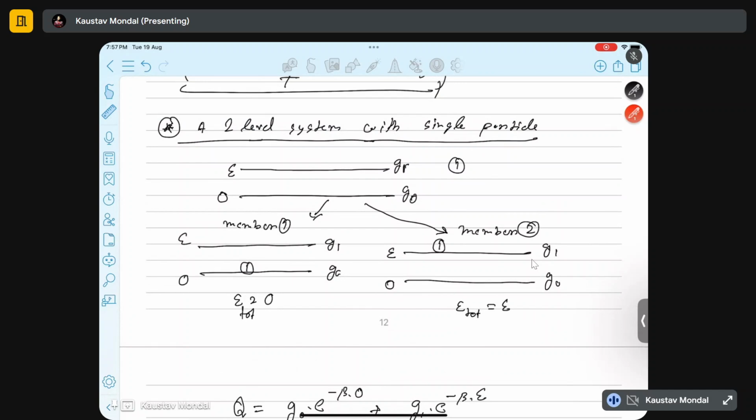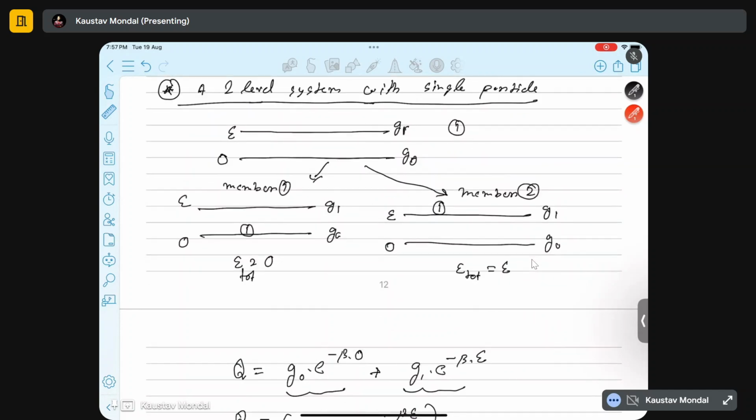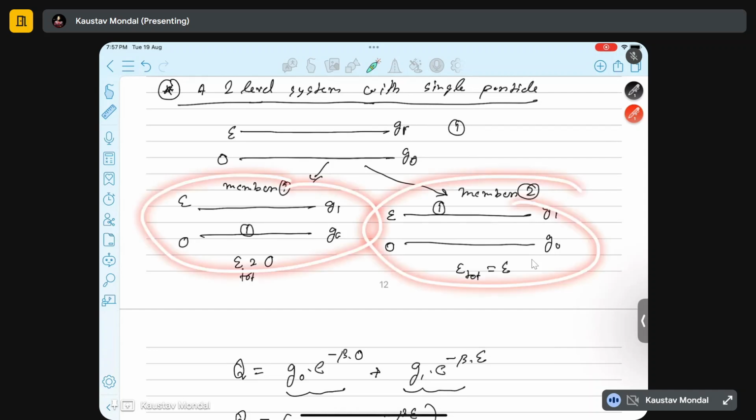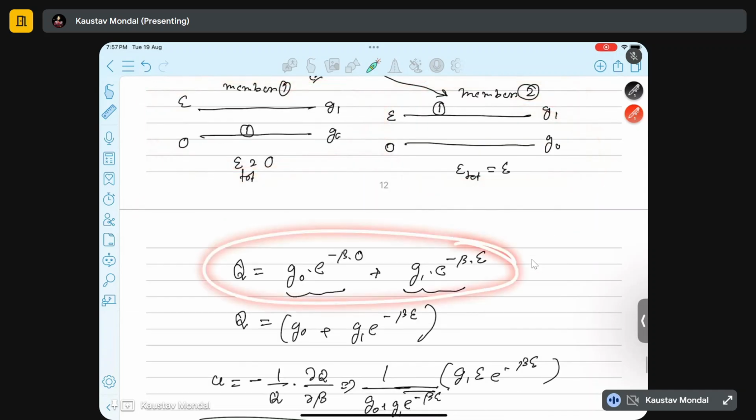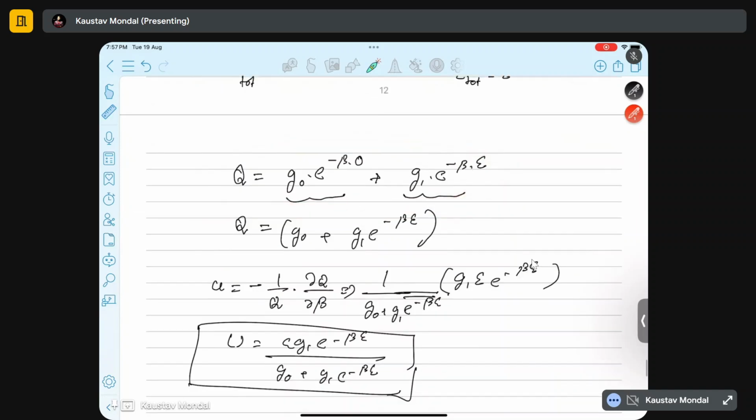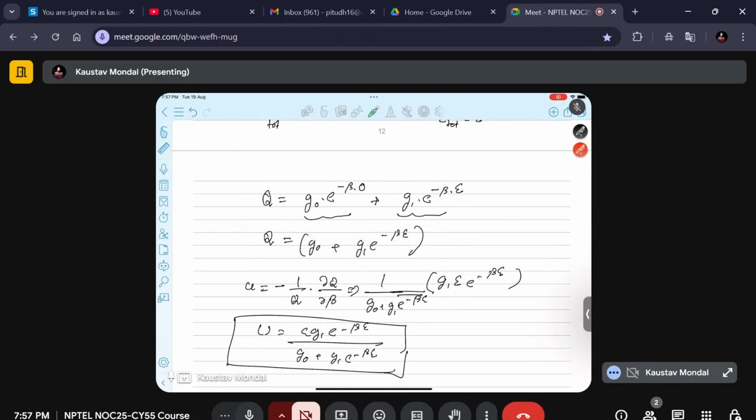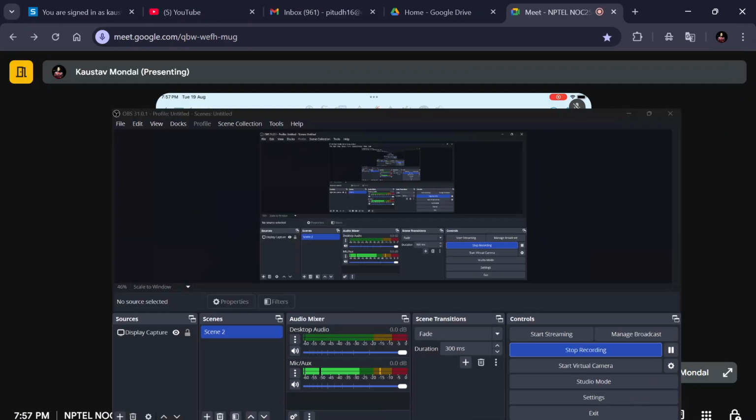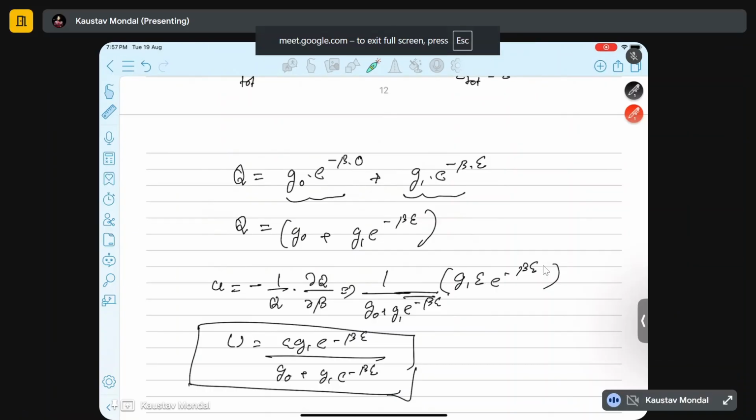So these are the two possible energies we first considered, right? Then from there we calculated the microcanonical ensembles, and this is the partition function of the microcanonical ensemble. From there we have calculated the internal energy. So this is a simple problem.